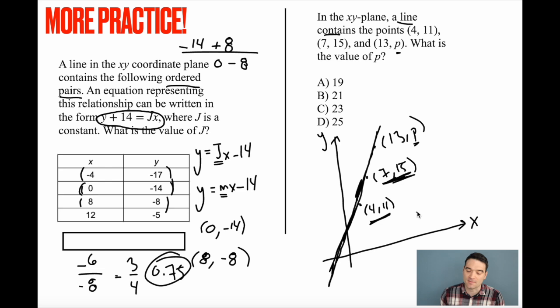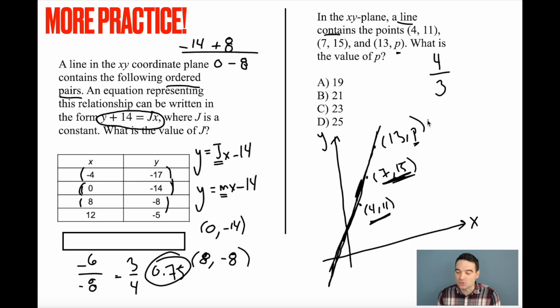Let me show you what I'm talking about. Well, let's start with this little stretch. From 4, 11 to 7, 15, what's the slope? Well, 15 minus 11 is 4, divided by 7 minus 4, which is 3. So the slope of this line is 4 over 3. Now that slope is always going to be the slope. I know I said it and I'm repeating myself, but it's important. That is always going to be the slope.